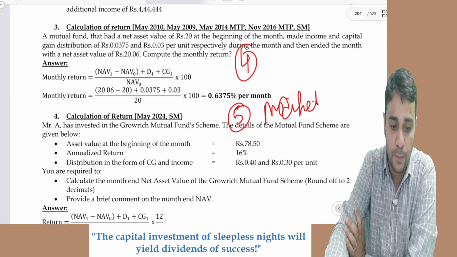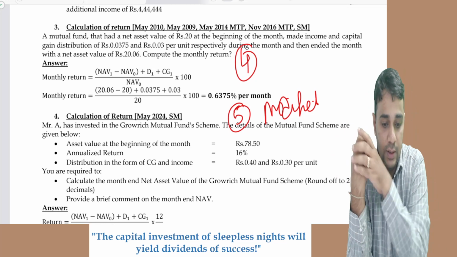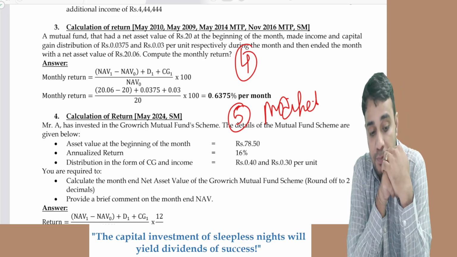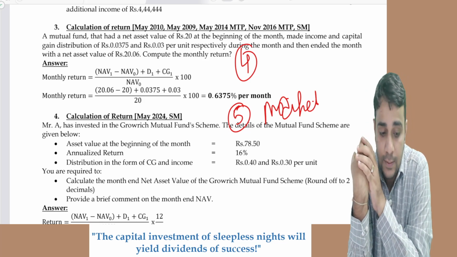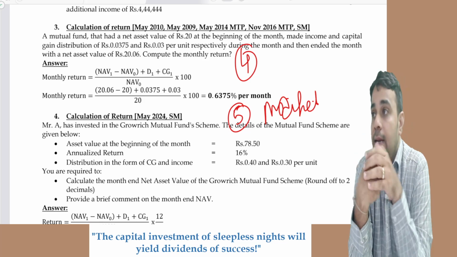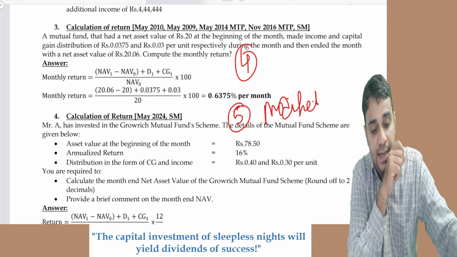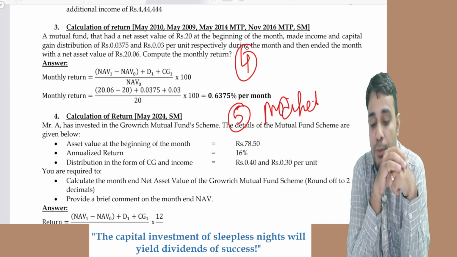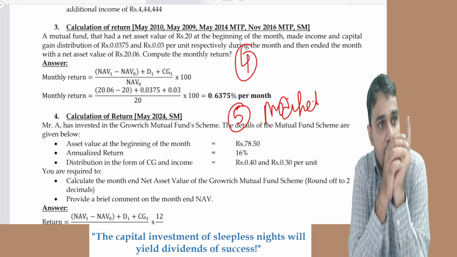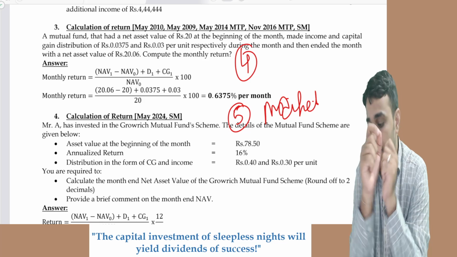Let's come to question 4. Mr. A has invested in the Grow Rich mutual fund scheme. The details of the MF scheme are given below: NAV at the beginning of the month, annualized return, and distribution in the form of CG and income. Calculate the month end NAV of the Grow Rich mutual fund scheme. One month calculation I have to do. They have given the return for a year, 16% is for a year. Let's write.